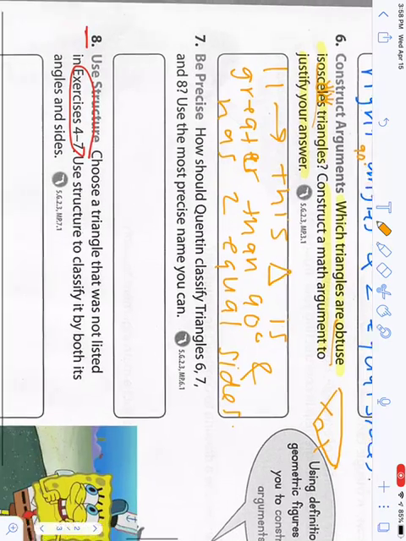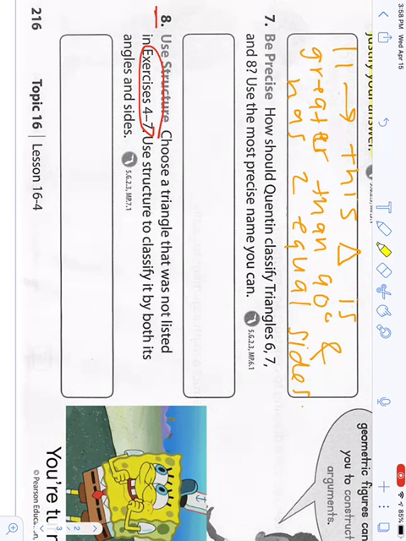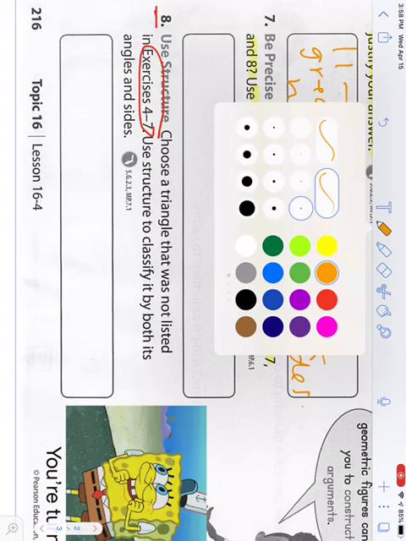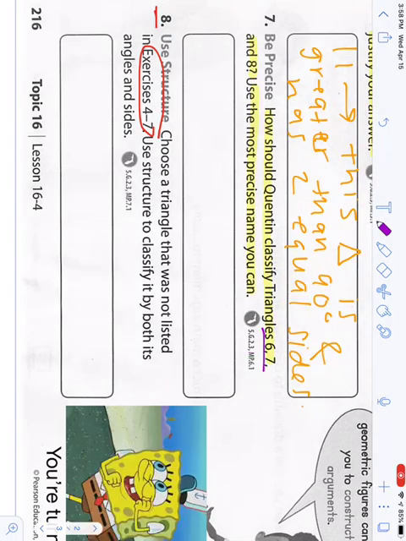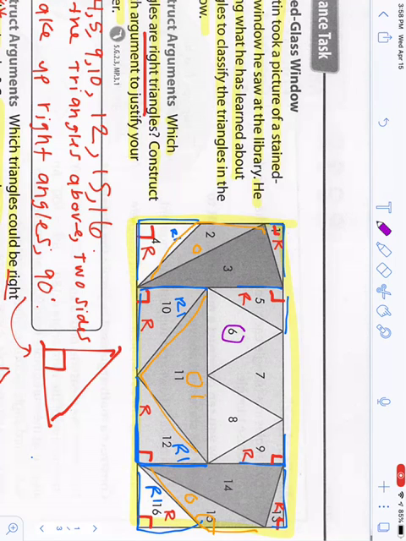Alrighty, let's go down to number 7 again. It says, how should Quentin classify triangles 6, 7, and 8? Use the most precise name that you can. So let's go look at triangles. Let's use a different color, purple. 6, 7, and 8. Let's see what those look like.